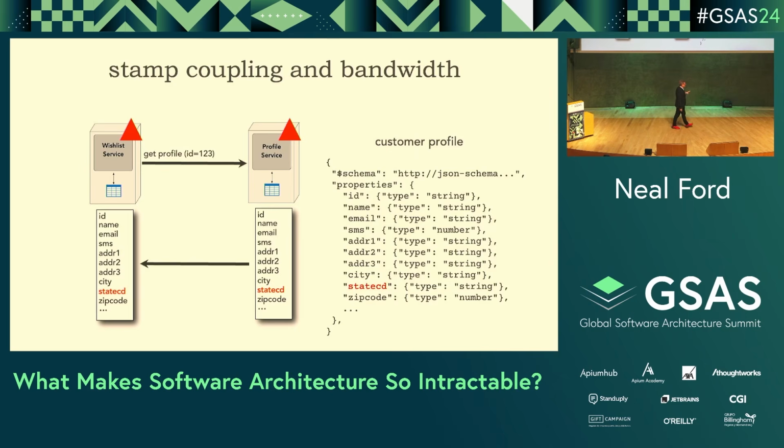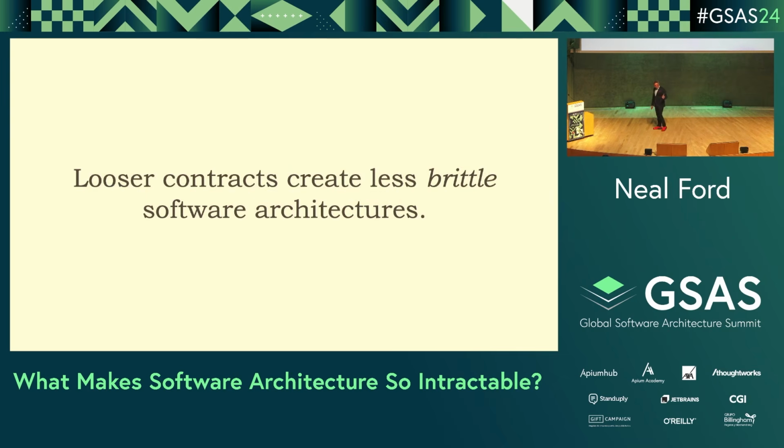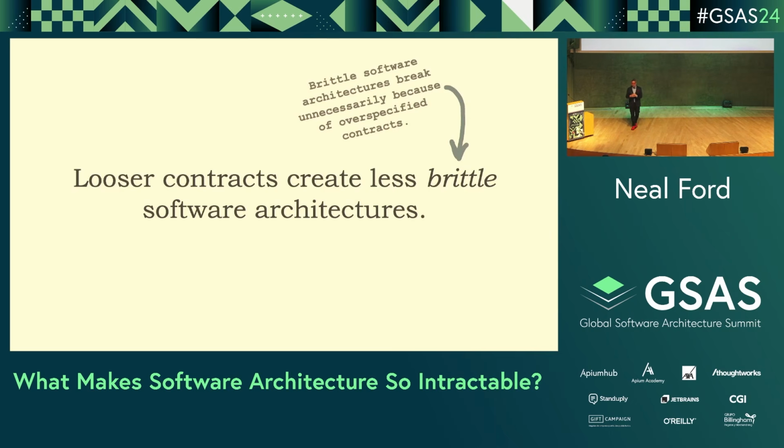This is how you accidentally create brittle software architectures, where you change one thing somewhere and a bunch of things break in an unexpected way because you very often use stamp coupling and overspecify these contracts like this. And the point here is that looser contracts create less brittle software architectures. And in fact, this is the common advice. This is exactly where advice like from domain-driven design to use anti-corruption layers comes from. That's what that thing is there for, to create a looser binding between things so that you can change the details behind it without breaking the contract.